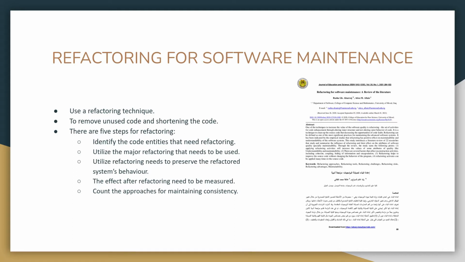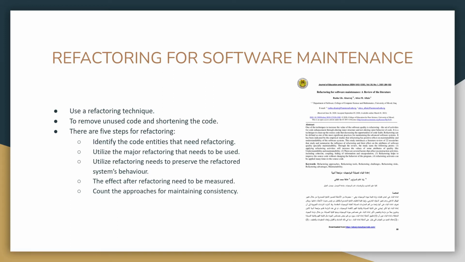The first one is refactoring for software maintenance. This technical paper explains the refactoring technique that was used as one of the software maintenance activities. This technique is used to improve the system structure and system behavior by removing unused code and shortening the code. This will decrease the opportunity for software to have a problem in future, such as a fault or bug.